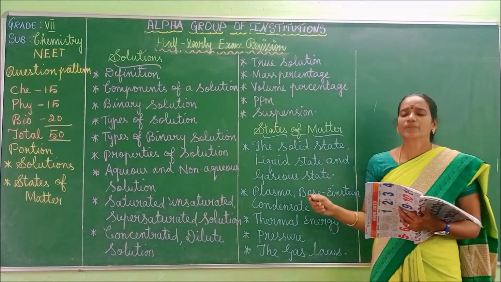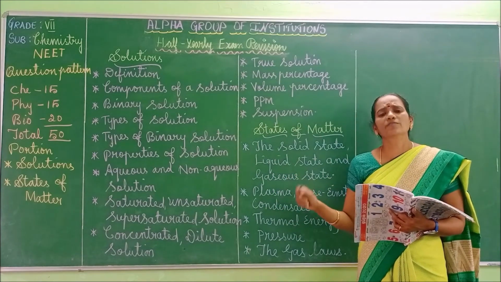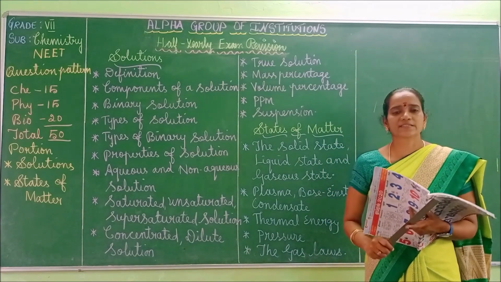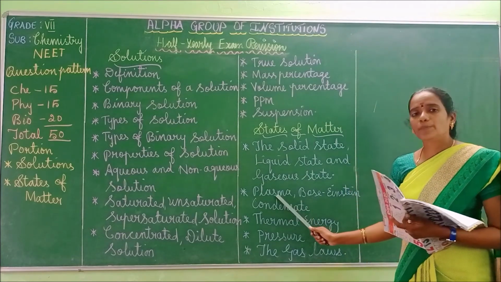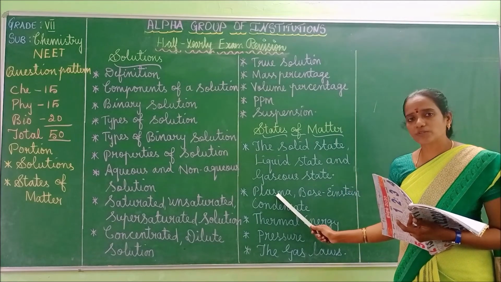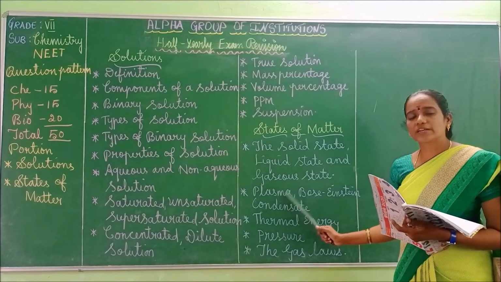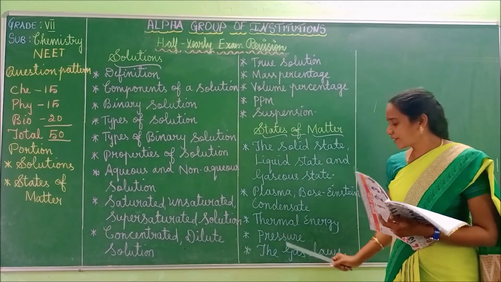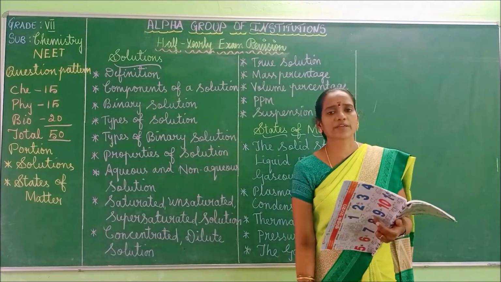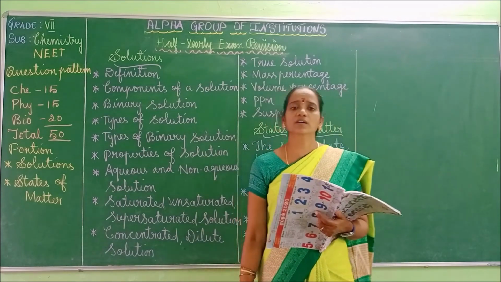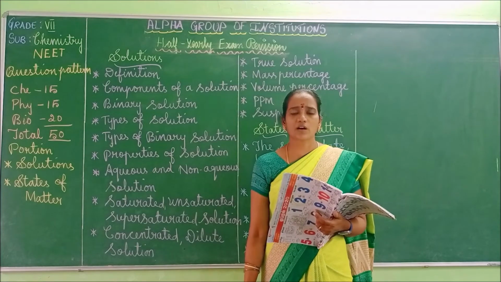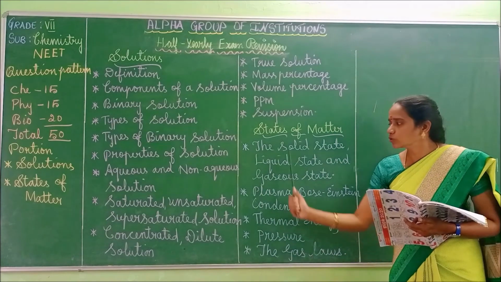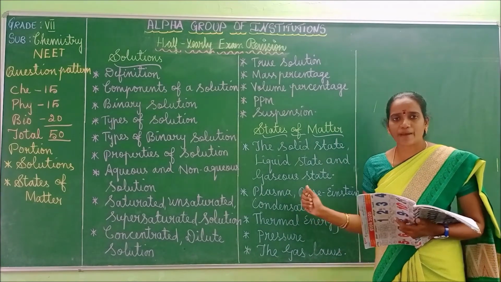Okay, next lesson. In the states of matter, you have to concentrate more on the solid state, liquid state, gaseous state, followed by the plasma state. Plasma state is the fourth state of matter, isn't it? So plasma state, Bose-Einstein condensate state, and then thermal energy, defined pressure, and gas laws. What are the gas laws? Boyle's law, Charles' law, Gay-Lussac's law, Avogadro's law. All the four laws you have to go through. So these contents you have to go through well in the states of matter lesson.